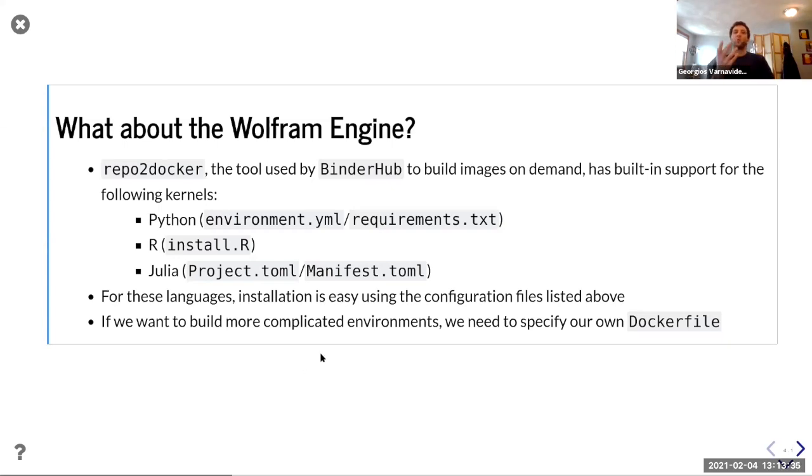So if we want to use one of these supported languages, then Binder is very easy to work with. You just make a repository that has these configuration files with the packages you want to install, and then the content you want to share. If we want to do slightly more complicated environments, and in our case we want to include the Wolfram engine, we need to specify our own Dockerfile.